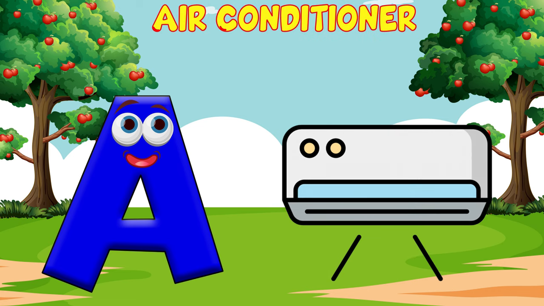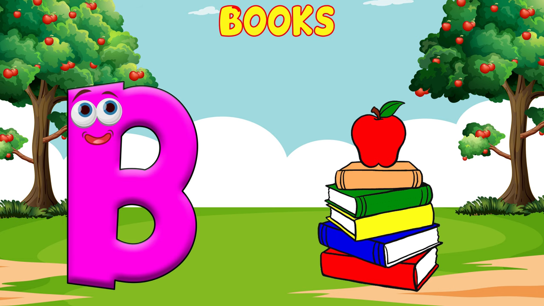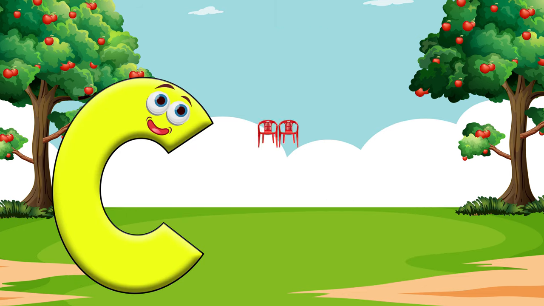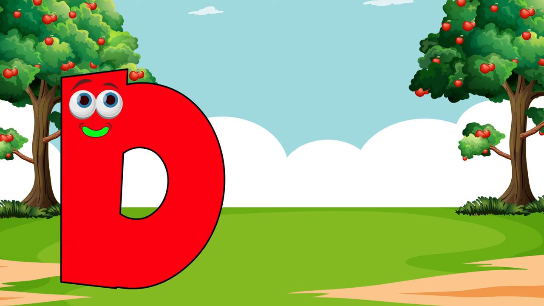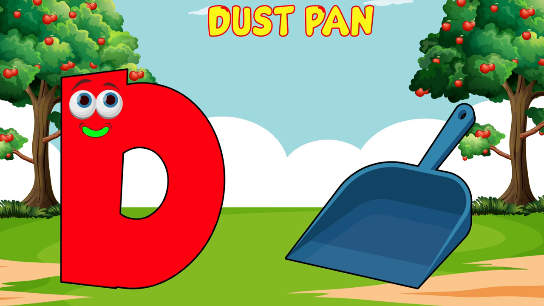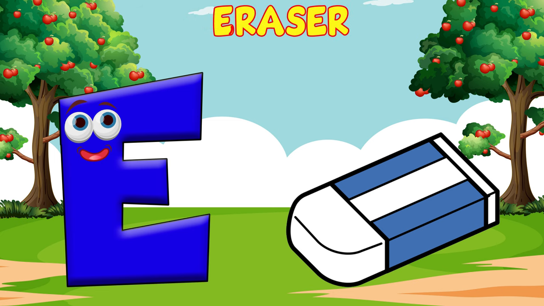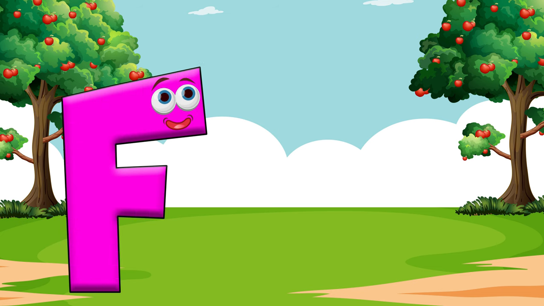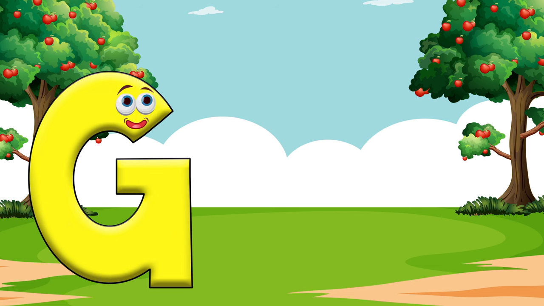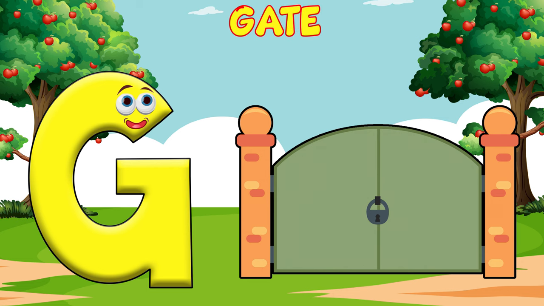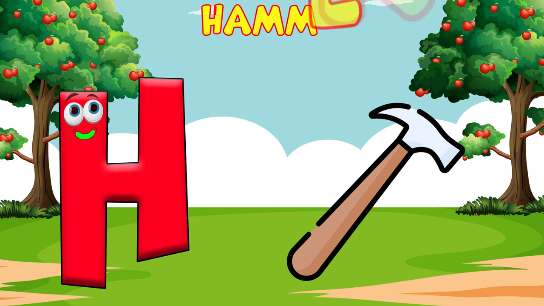A is for air conditioner. B is for books. C is for chairs. D is for dustpan. E is for razor. F is for floss. G is for gate. H is for hammer.